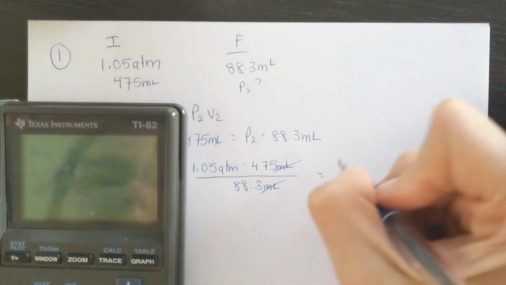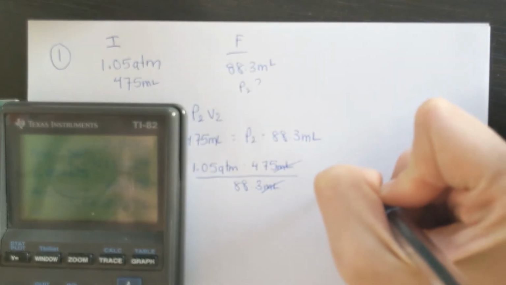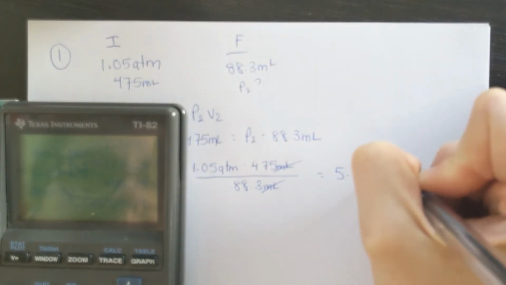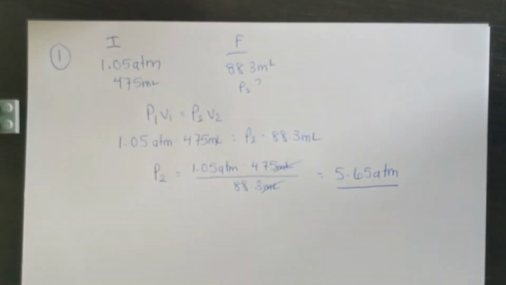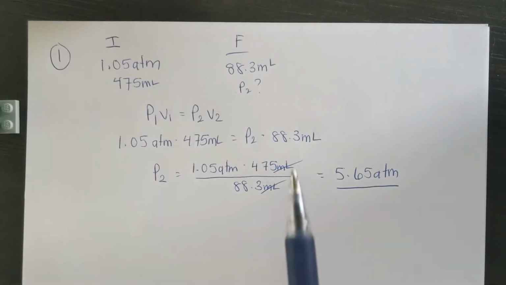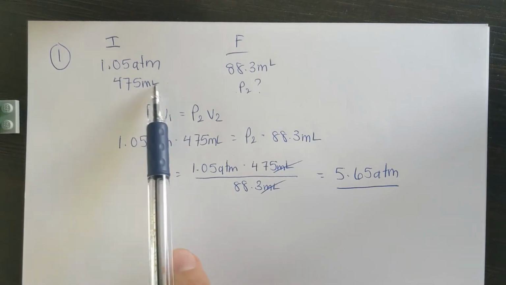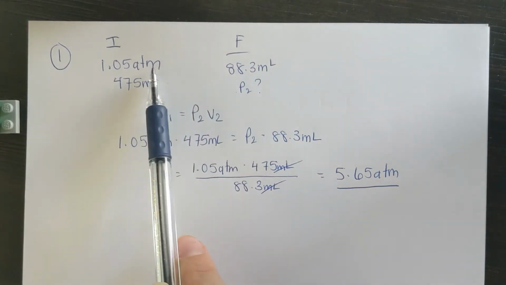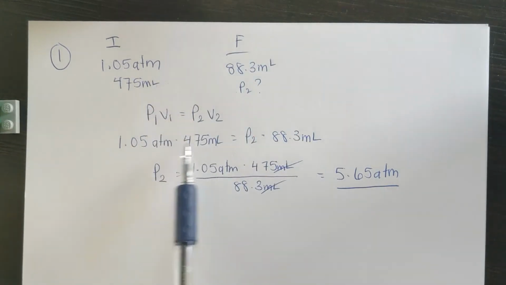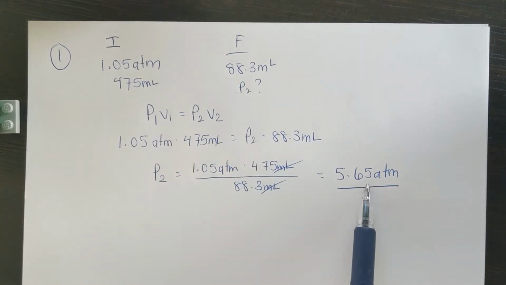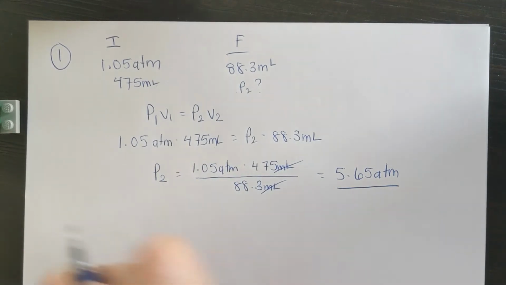So 1.05 times 475 divided by 88.3. This gives us a pressure of 5.65 atmospheres. Okay, so just like Boyle's law tells us, when the volume goes down, the pressure will go up. So we had a decrease in volume and an increase in pressure there.